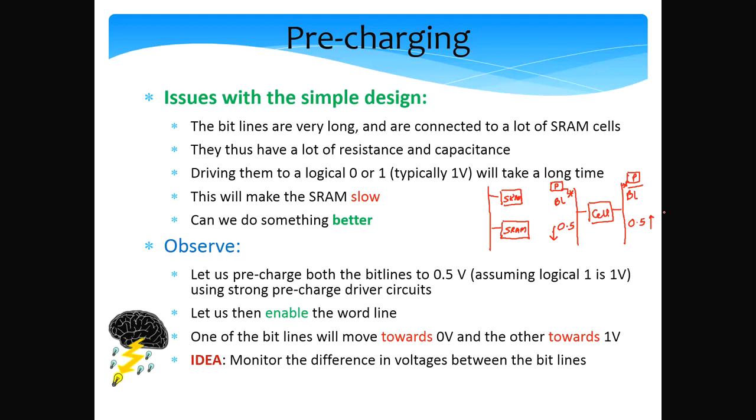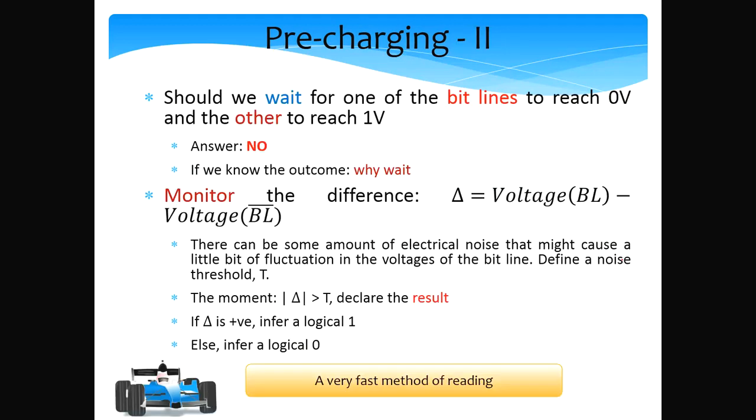We start by pre-charging both BL and BL bar to 0.5 volts. Subsequently, one of the lines will move towards 0 volts and the other line will move towards 1 volt. So let us monitor the difference in voltages between the bit lines, right? Let's have a simple circuit over here whose only job is to subtract the voltages of VBL and VBL bar, right? So we are monitoring the difference. Should we wait for one of the bit lines to reach 0 volts and the other 1 volt? The answer is no. So this is what we do.